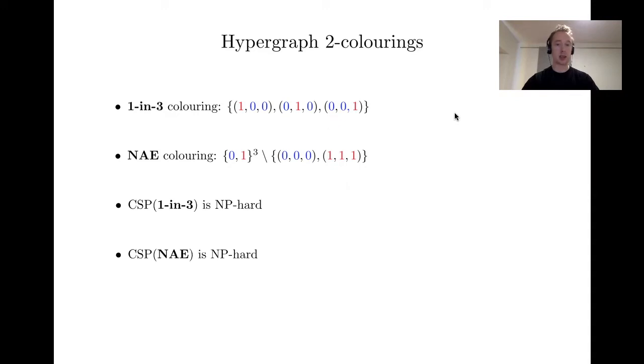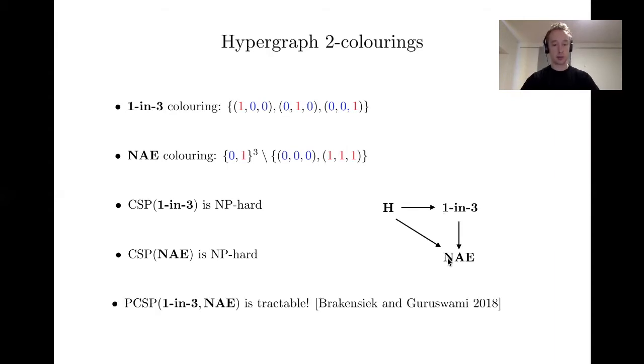But now we can ask, can we combine these to create some promise version of hypergraph coloring? What would this look like? Well, we would have an input hypergraph H, and we would want to distinguish between the cases where H has a 1 in 3 coloring and H has no NAE coloring. In fact, it turns out that this problem is tractable, even though both CSPs on their own are NP-hard, as was shown in 2018. And importantly, we note that every 1 in 3 coloring is an NAE coloring, which makes the template 1 in 3, NAE a valid promise template.